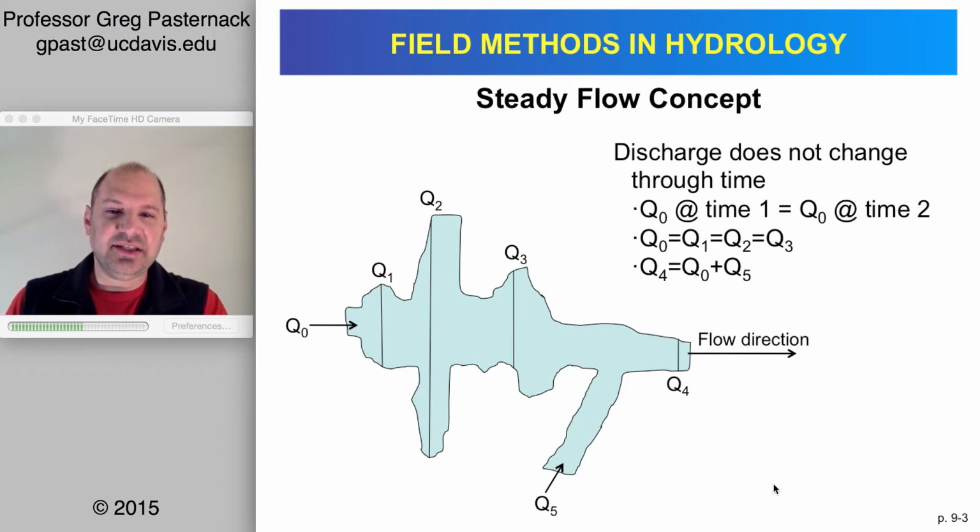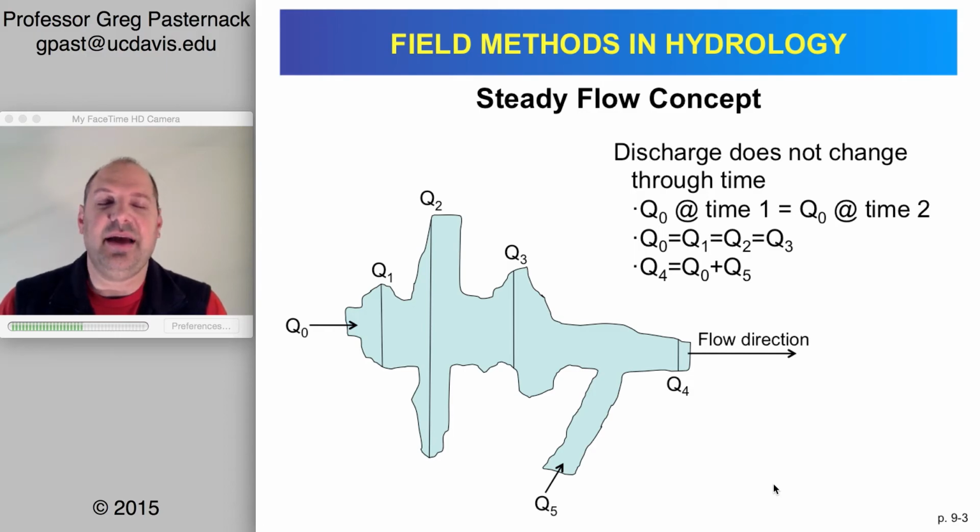Okay, so how does this apply? Well, it's really important that many times in rivers, flows are fairly steady. That is to say, they don't change much or at all in time. In general, discharge is a slowly varying property of hydrology.